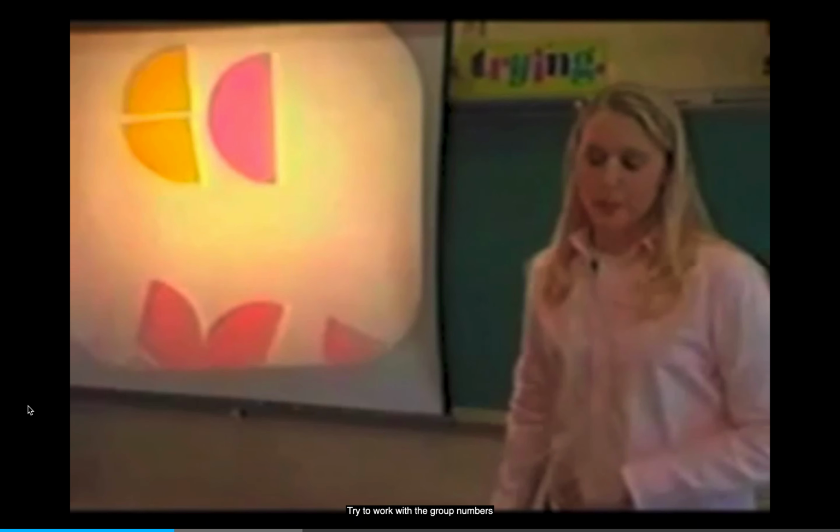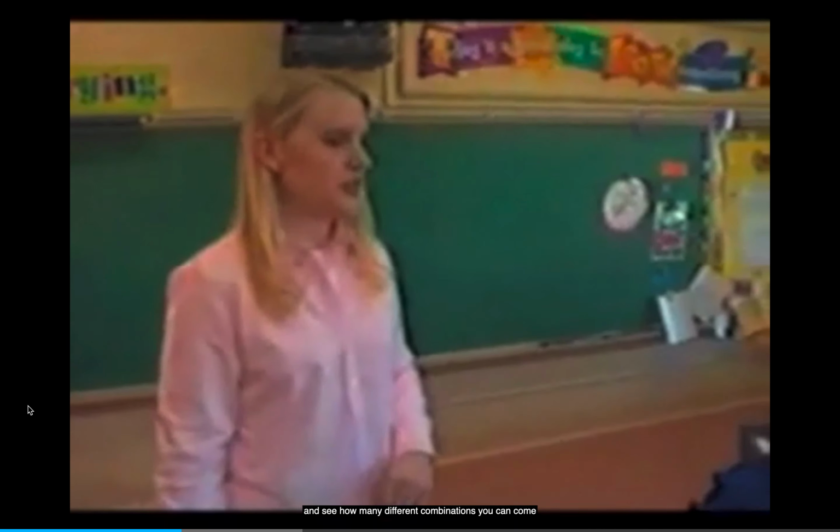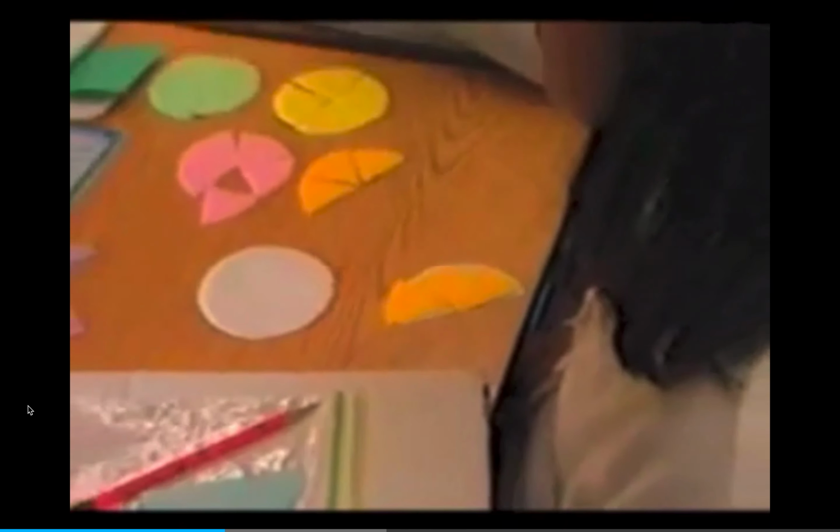Try to work with the group members and see how many different combinations you can come up with using your fraction pieces. Okay? How many 6ths do you have there, Nora? 3. 3/6. So is it fair to say that 3/6 is equal to 1/2? Yes, it is. Good.